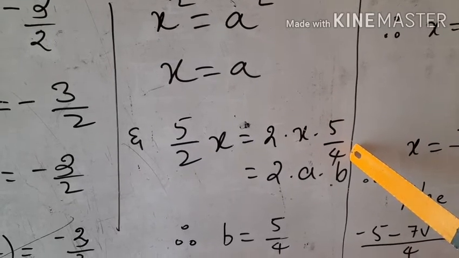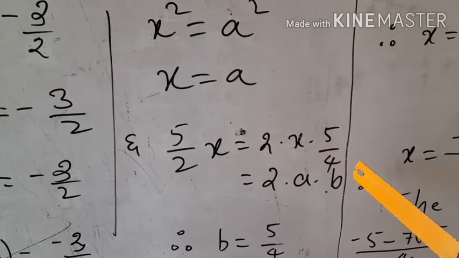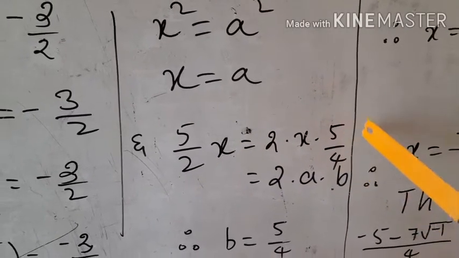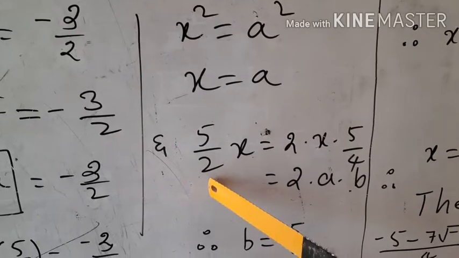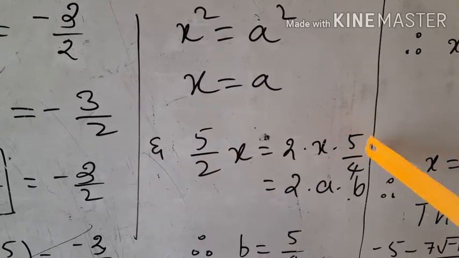Do you know why 5 by 4? Why not 5 by 2? Because 2 ones are 2, 2 twos are 4. Right? 5 by 2 remains. 5 by 2 into x is again 5 by 2x. So 5 by 2x is equal to 2 into x into 5 by 4.